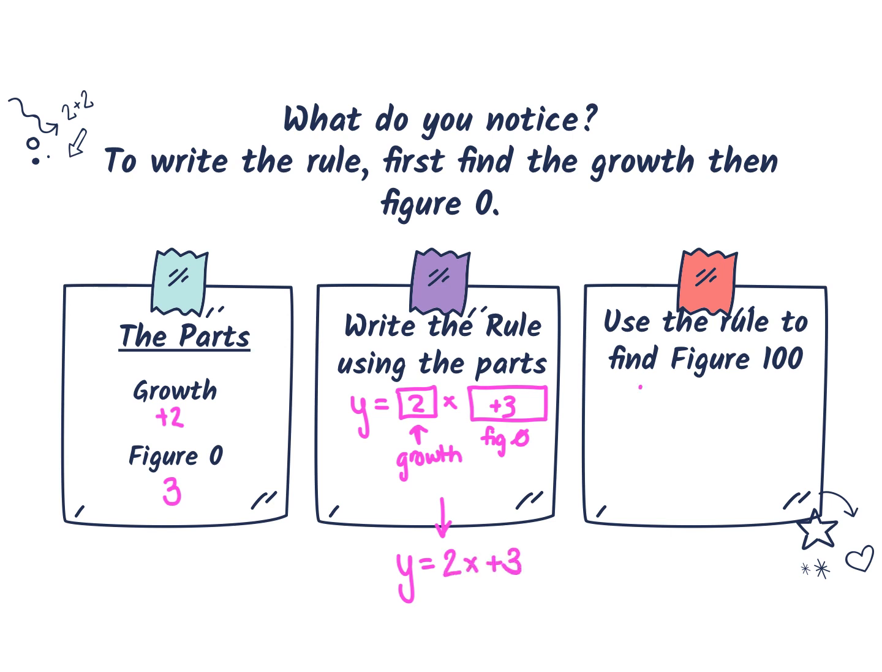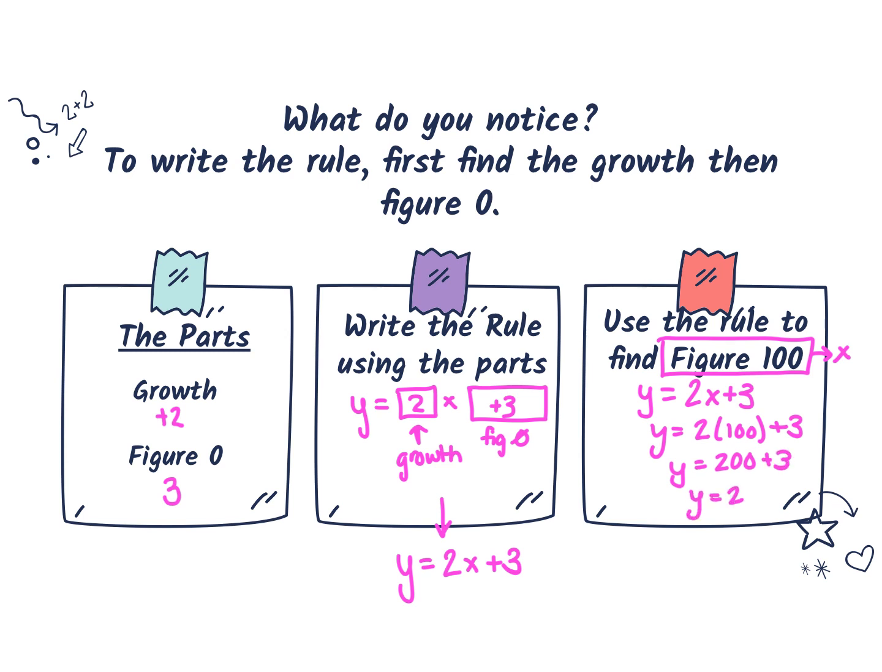So we're going to use that, y is equal to 2x plus 3, understanding that figure 100 is an x representation. So we're going to write y is equal to 2, and then in parentheses 100, plus 3. We're going to use order of operations. Y is equal to 200 plus 3, multiplication first. Y is equal to 203. We have 203 tiles in figure 100.